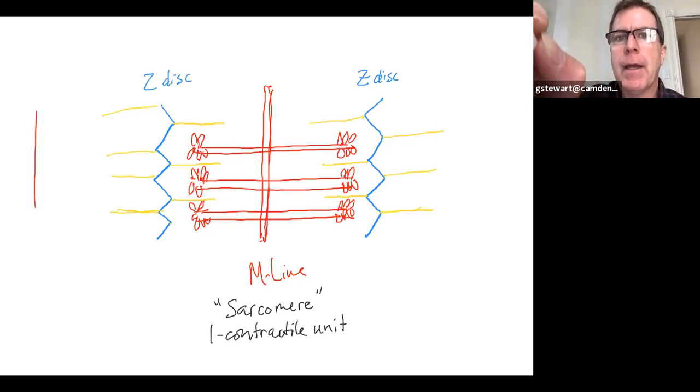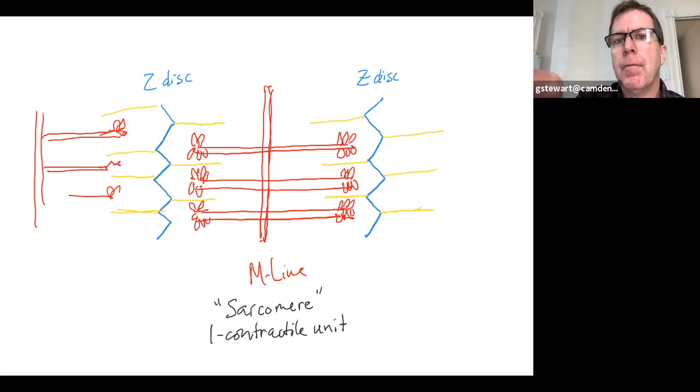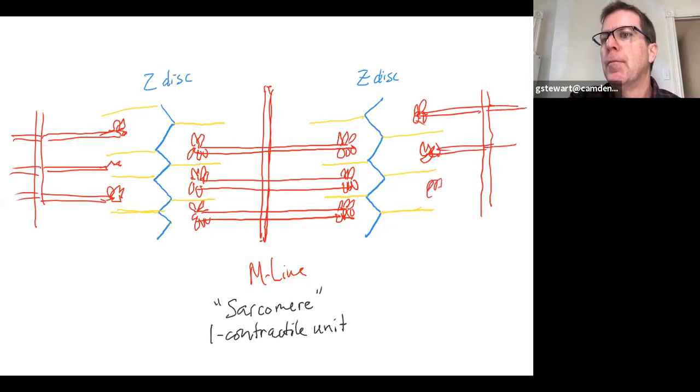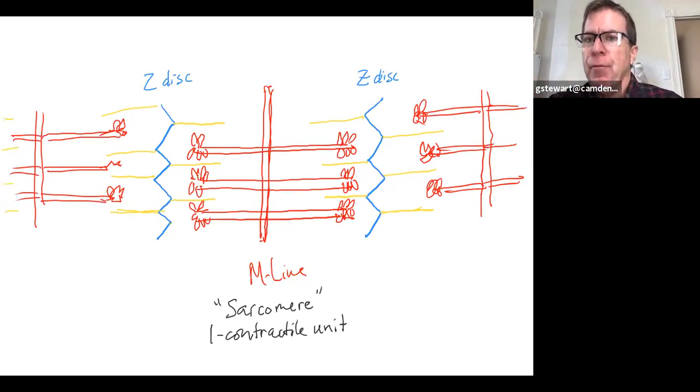We would have another M line here with myosin molecules. Doing this quickly. And it would repeat again over here. It repeats thousands of times throughout the individual cell. Here's a new M line. Here's a new myosin molecule. And it just keeps repeating over and over and over again. You'd see the actin molecules coming in here. From Z disc to Z disc is what we call a sarcomere, one contractile unit.